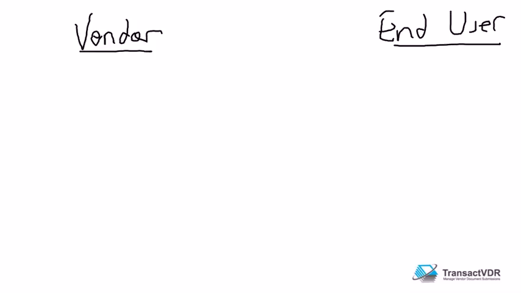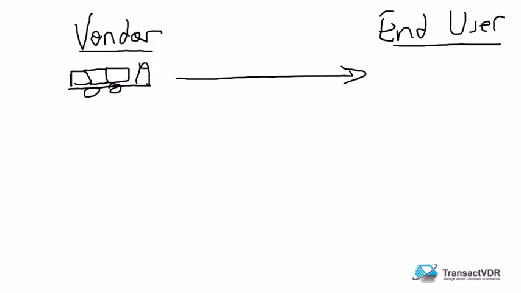When talking about what TransactVDR does, we look at capital projects and the component where there's an exchange between a vendor and an end user. There are, from our perspective, two components to the supply. One is the equipment, which is a very well understood process with a bunch of controls and capabilities on both sides. The second component is the documentation supply.